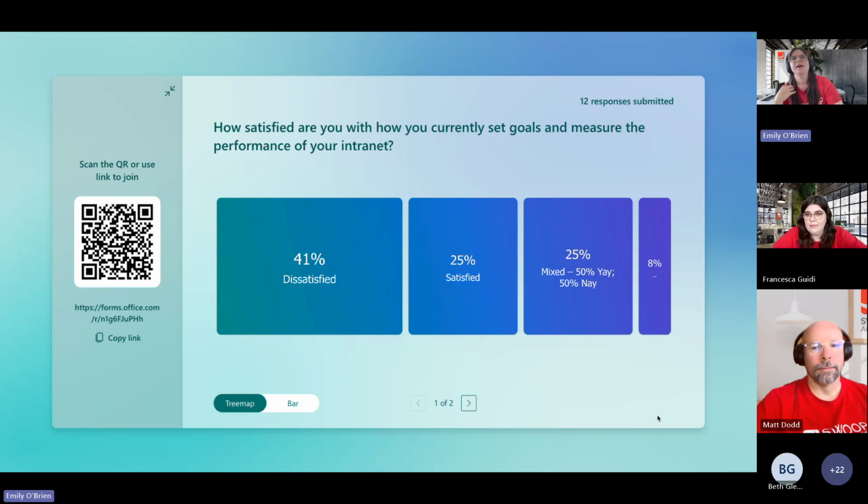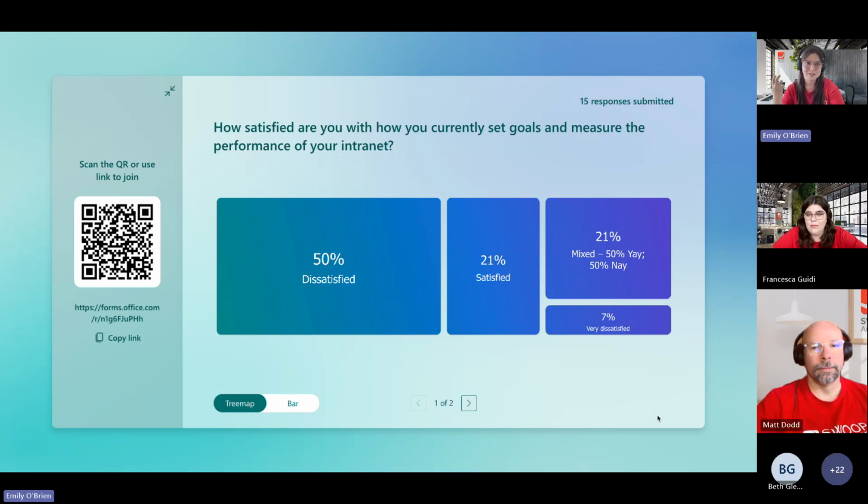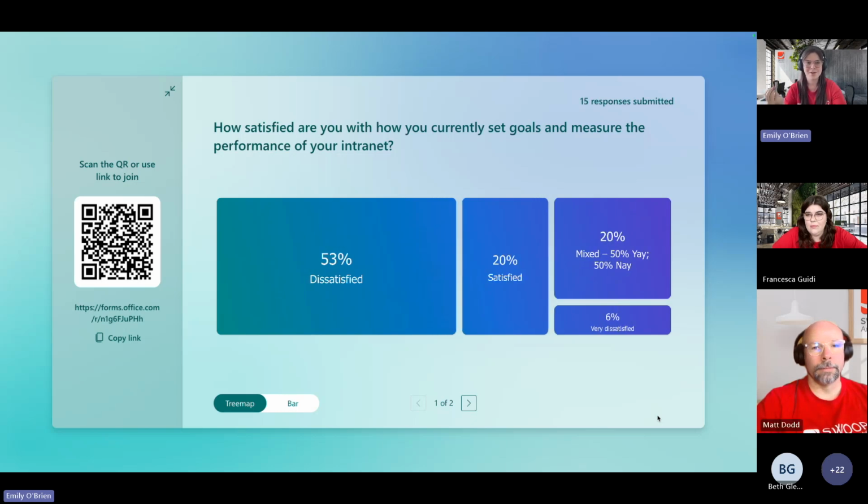Okay. In terms of the trend that seems to be emerging for the first question, I'm assuming that's why a lot of you have signed up to be a part of today's session, to get a better hold of how you can do this more effectively. So it looks like the majority at the moment are leaning towards dissatisfied with the way that you're currently setting goals and measuring performance. There's a small handful there that are satisfied.